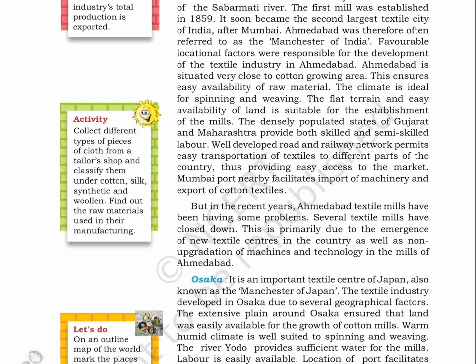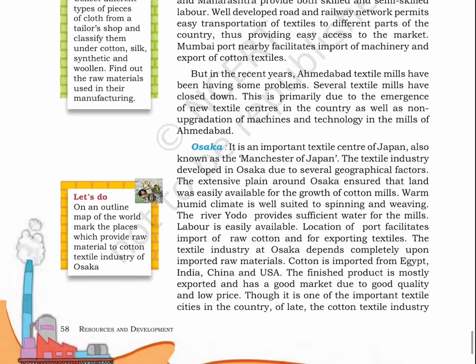Osaka. It is an important textile center of Japan, also known as the Manchester of Japan. The textile industry developed in Osaka due to several geographical factors. The extensive plain around Osaka ensured that land was easily available for the growth of cotton mills.